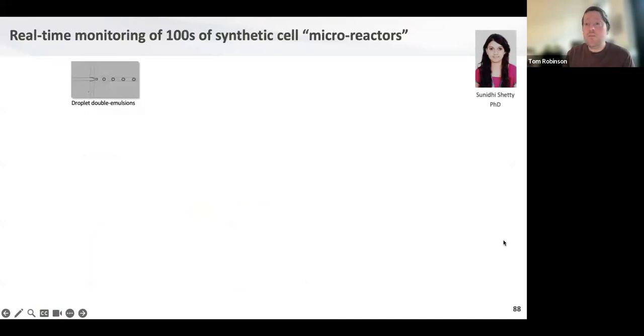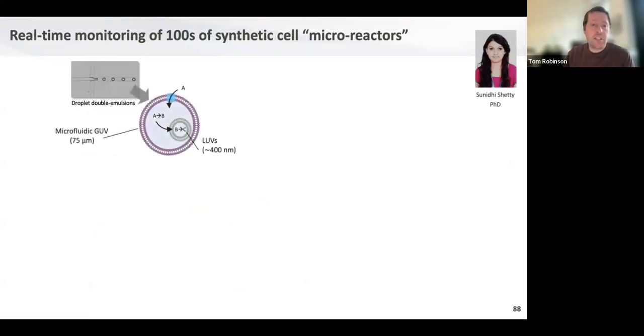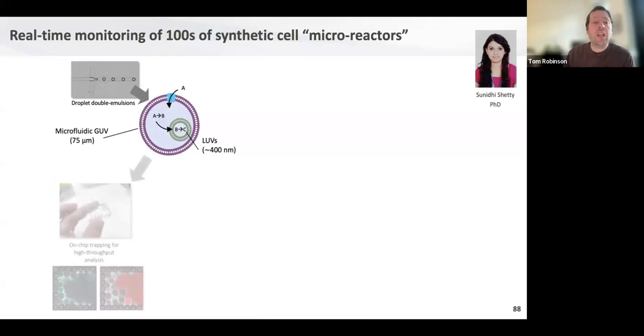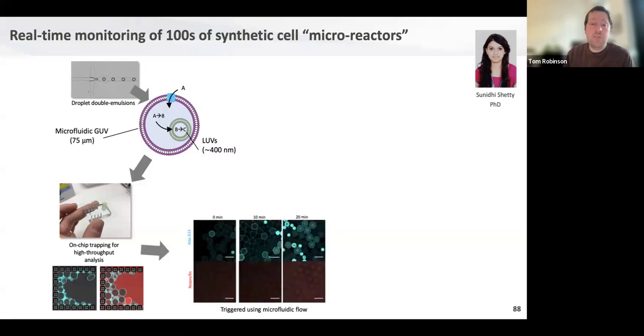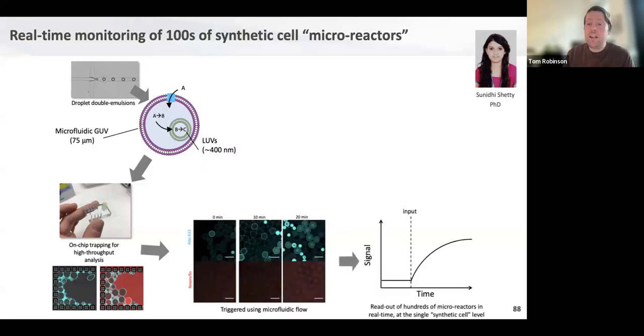So this is the workflow of our system. We use microfluidics to create our multi-compartment systems. We then capture them in another chip for high-throughput analysis, and then we trigger them using microfluidic flow. The idea is that after we add our input, we can look at hundreds of these microreactors and read them out in real time, at the single synthetic cell level.